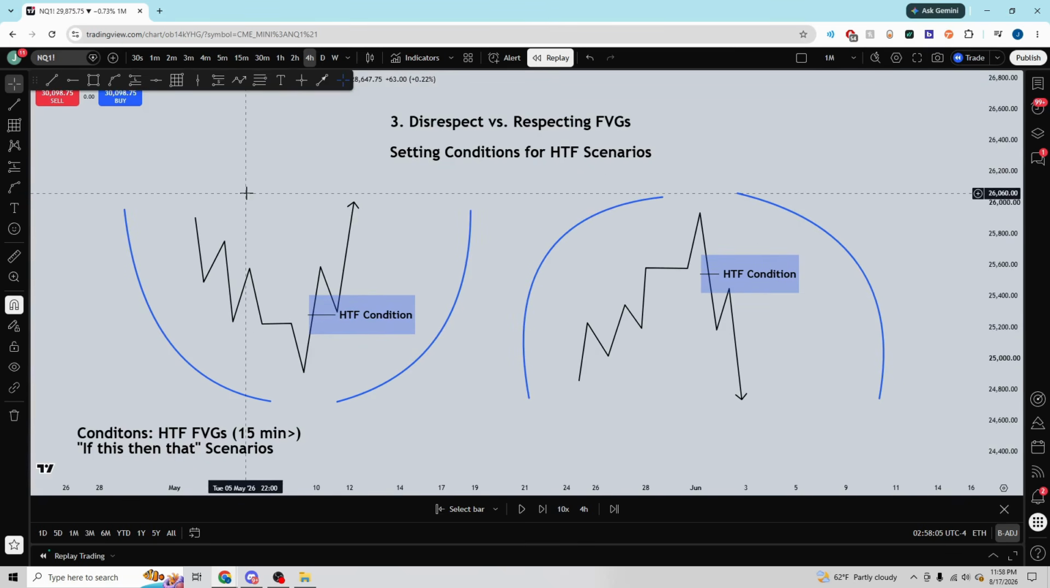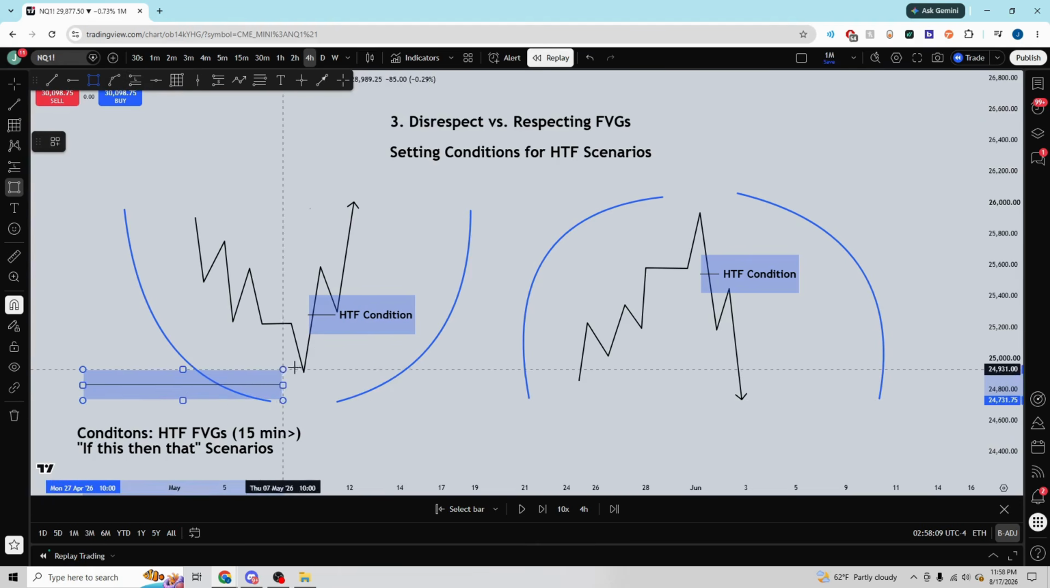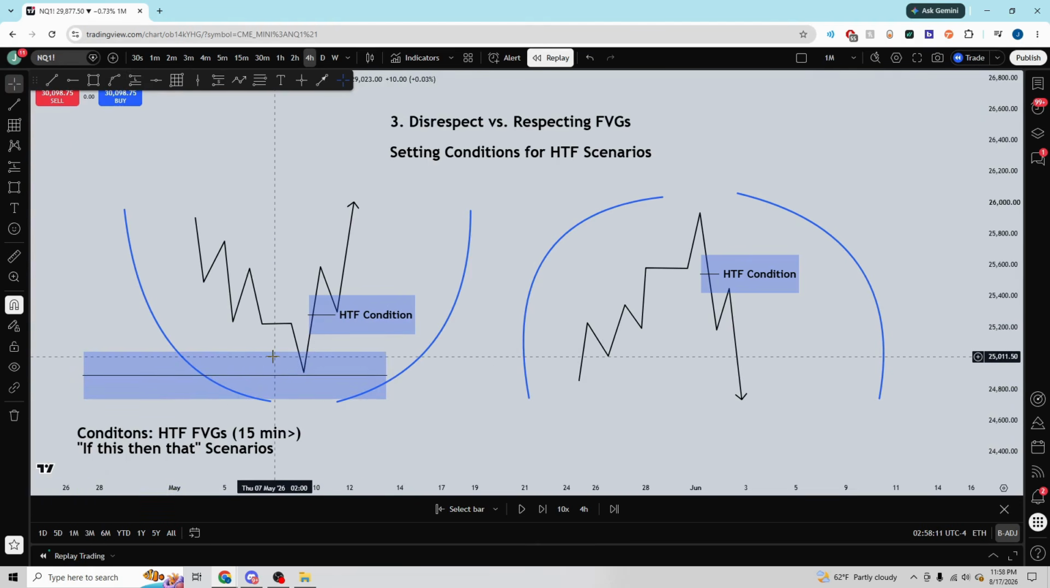So in the first example, you can see that we are still in a market maker buy model, assuming that we swept liquidity and reacted out of a high time frame PD array. We have low resistance liquidity built up. In this manipulation leg, you want to see us expand and displace higher, setting a high time frame condition, that being the 15-minute fair value gap or higher.